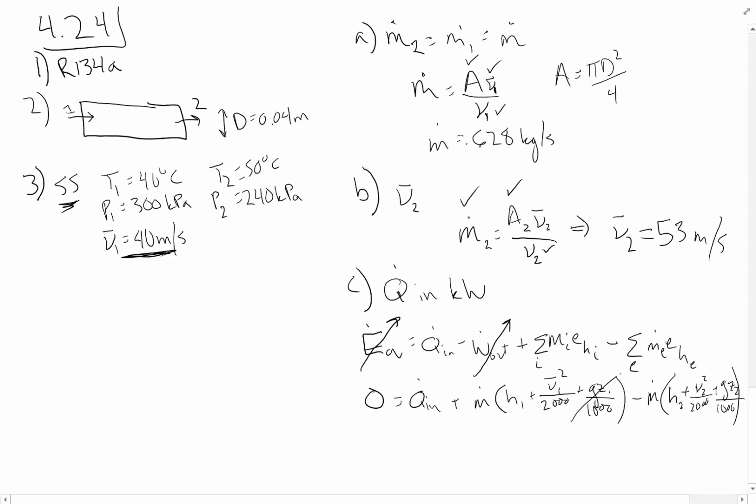Now, because this is a horizontal pipe, we know that potential doesn't matter. We know velocity 2. We can get H2 because we have two properties. We know the mass flow rate. We know velocity 1. We can get H1 because we have two properties. We know the mass flow rate. So all you got to do is solve for Q, and you find that Q dot is equal to 6.9 kilowatts.